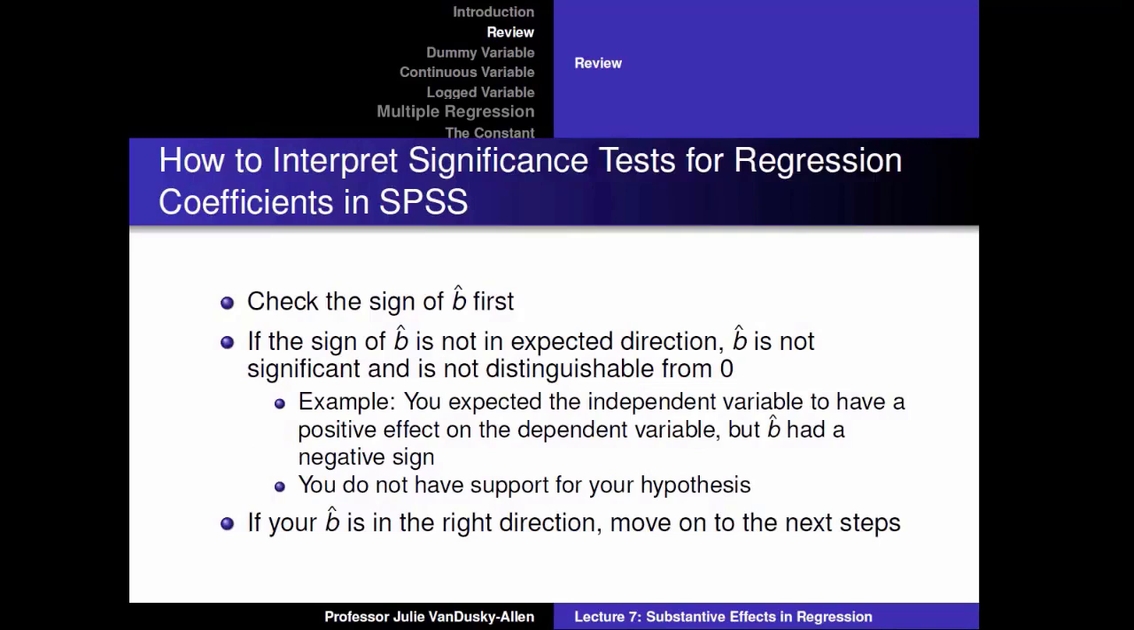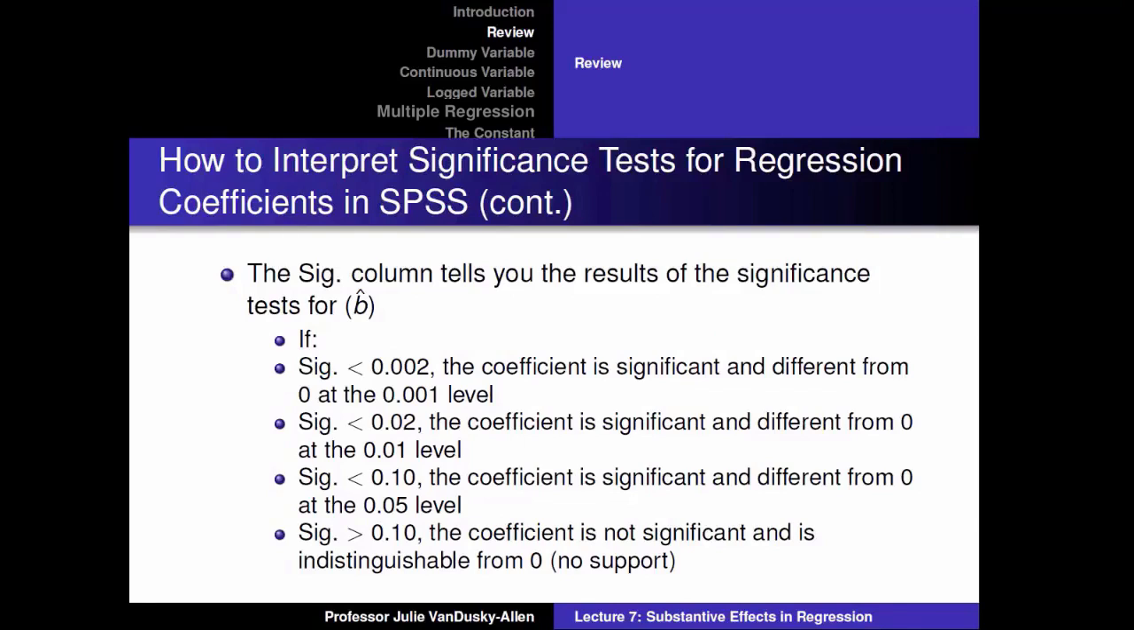In order to interpret the significance test for each B hat, you start by looking at the sign of B hat. If it is not in the right direction, B hat is insignificant and indistinguishable from zero. You do not have support for your hypothesis. Alternatively, if the sign is in the right direction, move on to the next step.